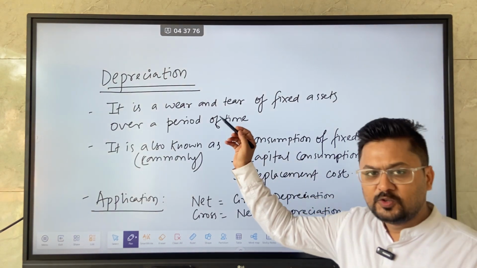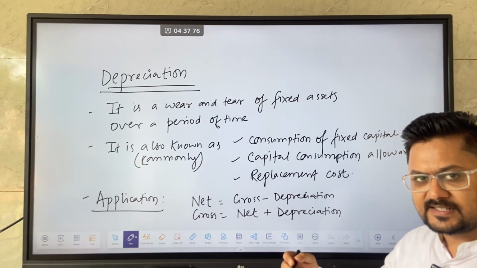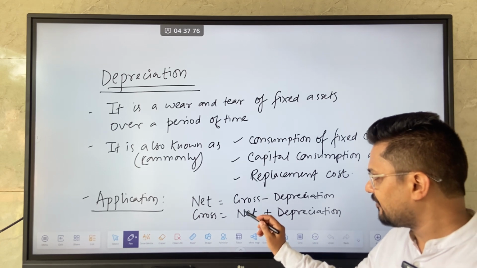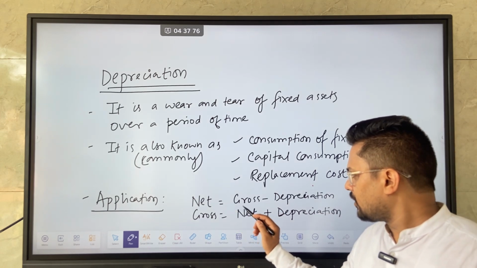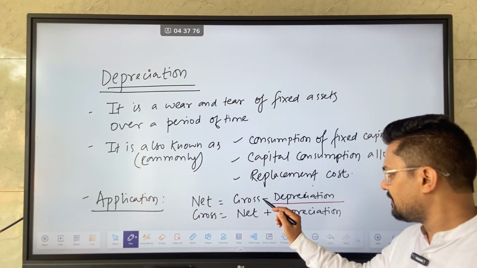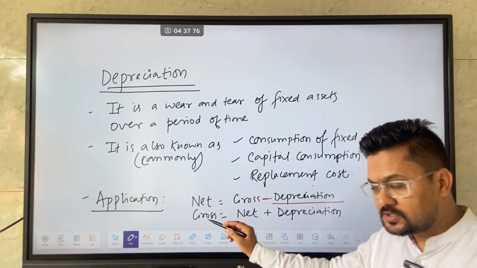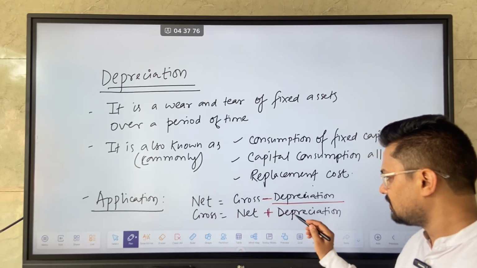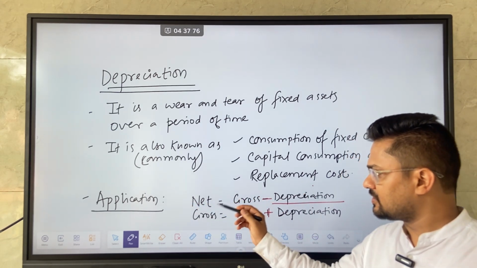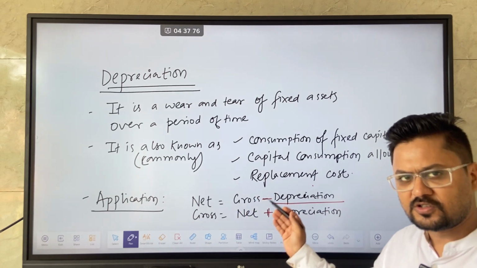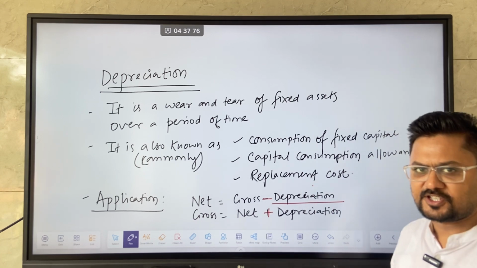Now how do we use depreciation? That is a simple application. If given is gross and we have to find net, then what we are going to do is subtract depreciation. You remember, subtract depreciation from gross to get net. And if we have to get gross, we have to add depreciation to the net value. So in this sense, we can use depreciation to get from net to gross or gross to net, right? So this is the application of depreciation.